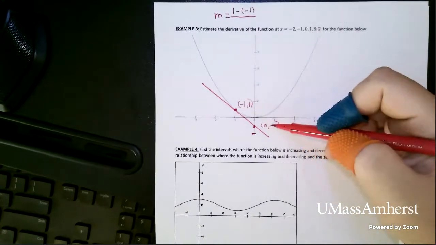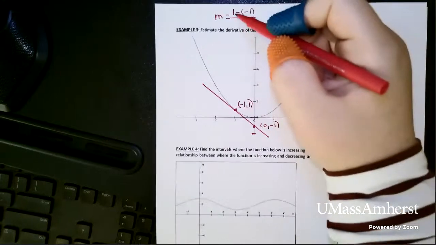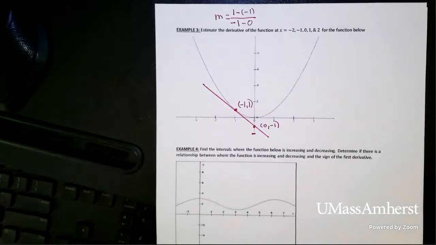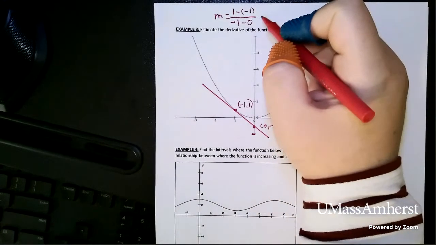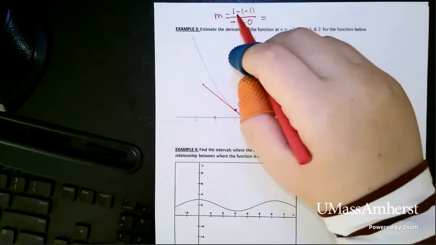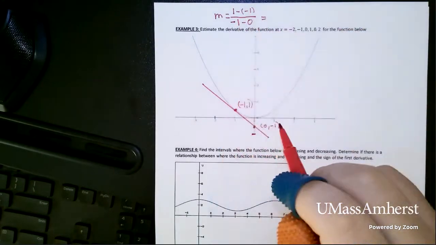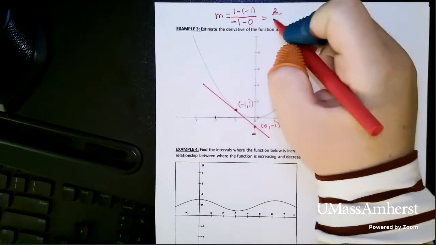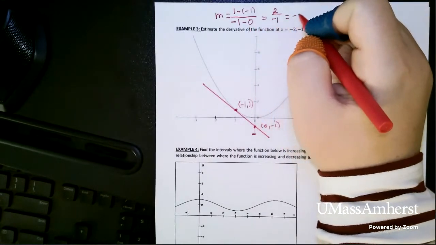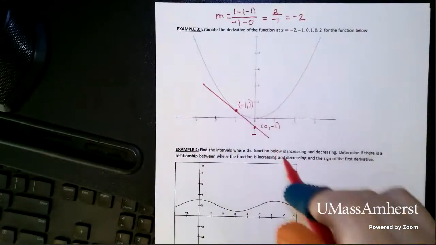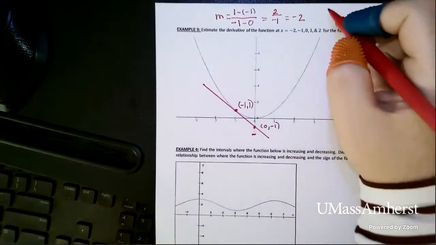Okay, so that's the change in y. And since I started with 1, then on the bottom I have to do -1 minus 0. And so here on the top I end up with 1 minus -1. Those negatives are going to cancel. So I have 2 divided by -1, which gives me a slope of -2. So I know that the slope should be negative because it's going downward from left to right.